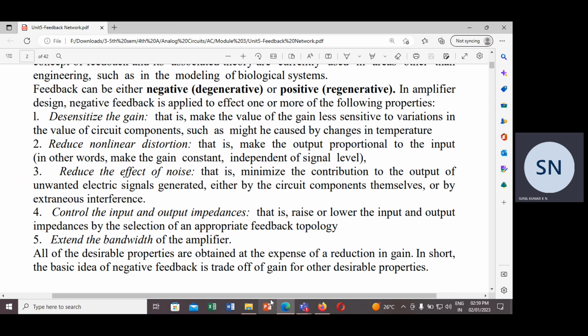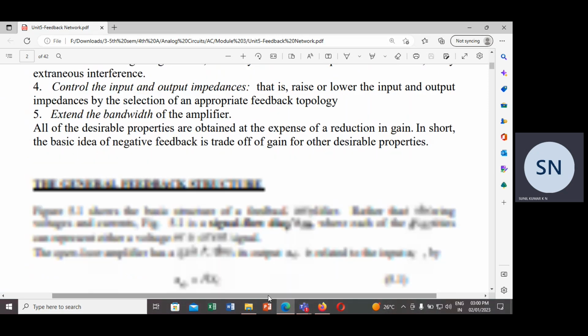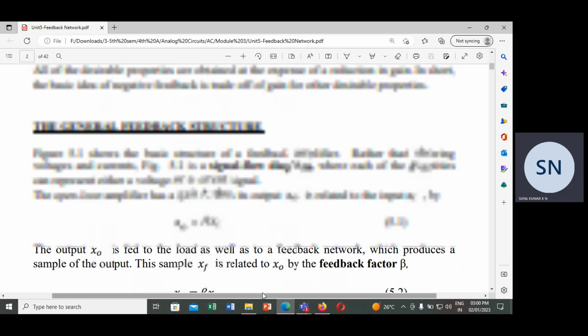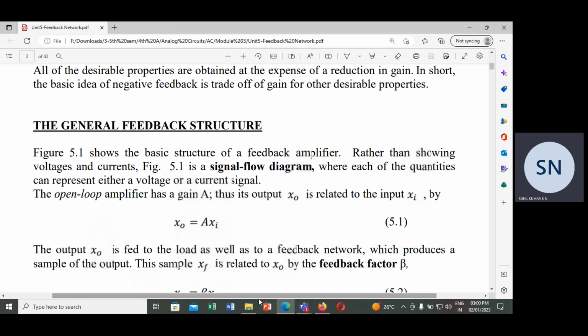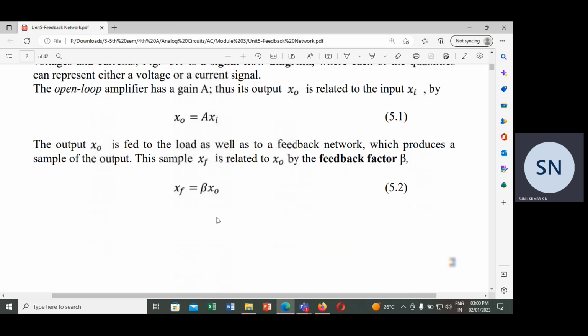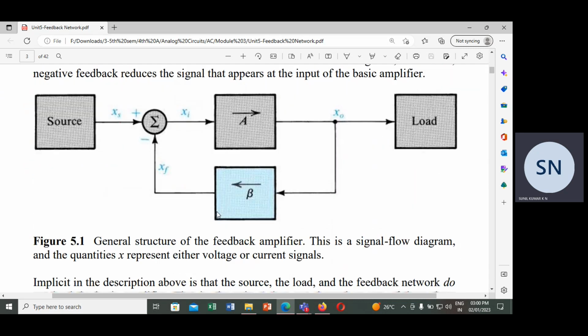Suppose they don't ask this. The next step is we are going to learn about the general feedback structure. So what is the general feedback structure? The amplifier and the feedback network will be there. One is the amplifier, and another network, which is connected from the output to the input, is the feedback network. So this is the general block diagram of the feedback structure.